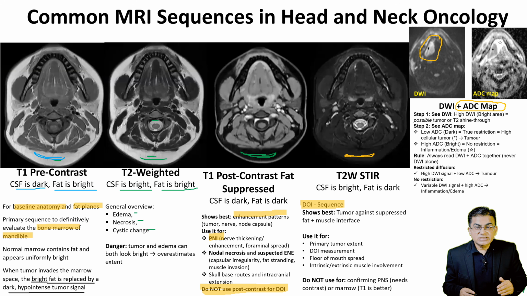So the rule to drill into your head is DWI points to the area, ADC tells you whether to believe it or not. Or even simpler, high DWI plus low ADC is equal to true restriction is equal to tumor likely. High DWI plus high ADC means not restriction. That means it is likely edema or inflammation.